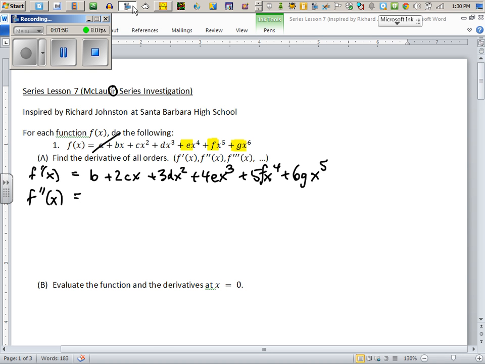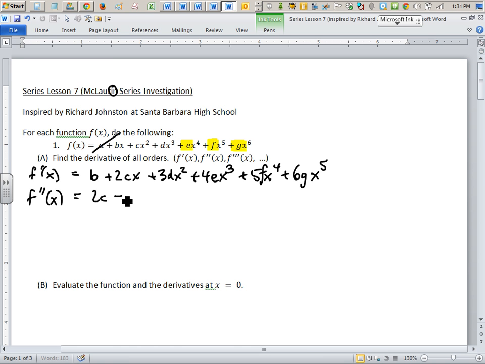It might not be fun, but it is pretty interesting what comes out of it. Your second derivative should just be 2c plus 6dx plus 12ex squared plus 20fx to the third. And then we have 30gx to the fourth.